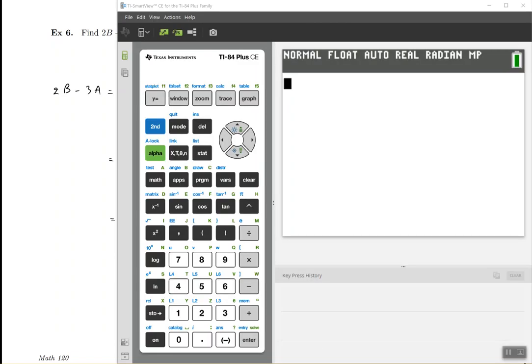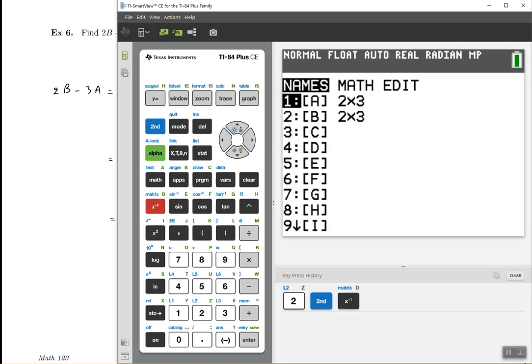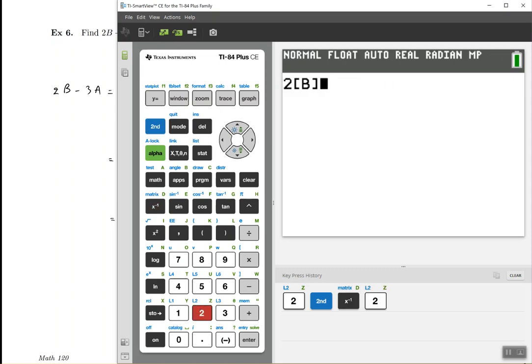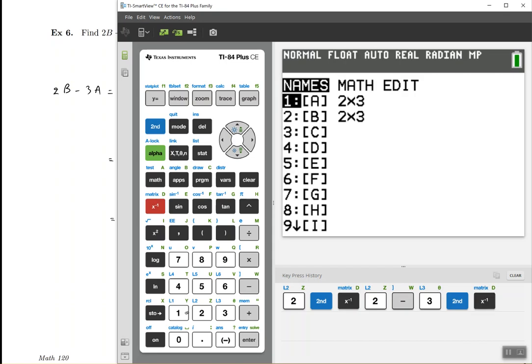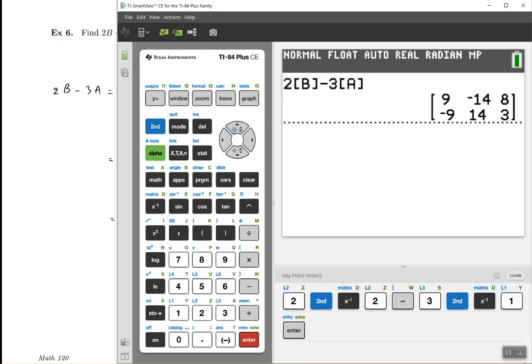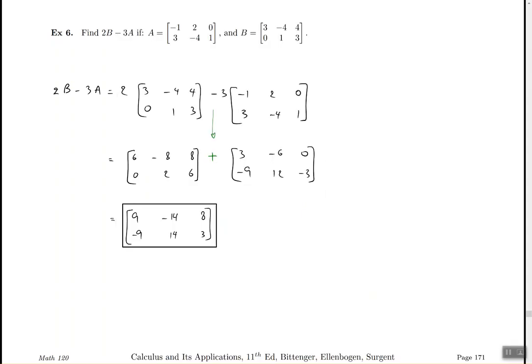Okay, so let me show you how to plug it in the calculator first. I already have typed in the A and B matrices, and all I have to do now is click 2, then go into the matrix menu, put the name of B, and then -3, put the name of A. So the matrix here is going to be the first matrix, and then just click enter. So 9, -14, 8, -9, 14, and 3. And if you do it by hand, you get the same result.